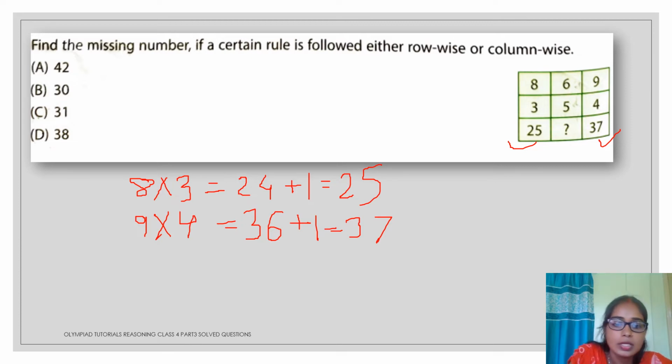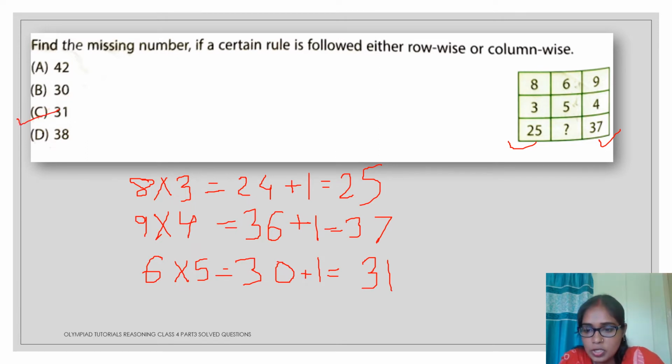Here the numbers are 6 into 5, which gives you 30. You just add 1 here and you will get 31. Very simple. Yes, option C, 31 will be your correct answer.